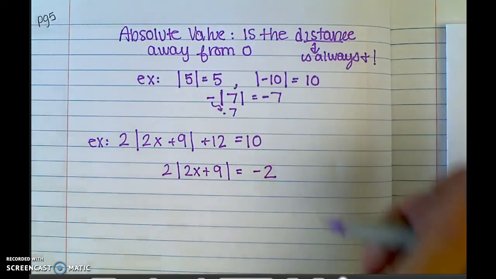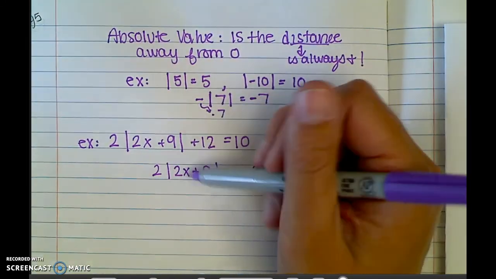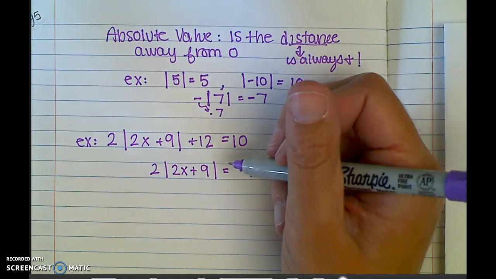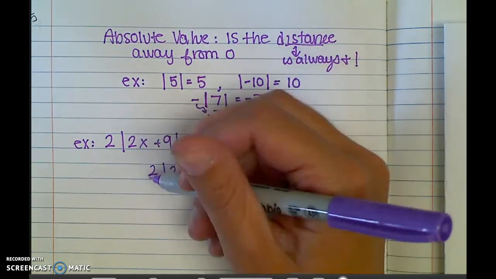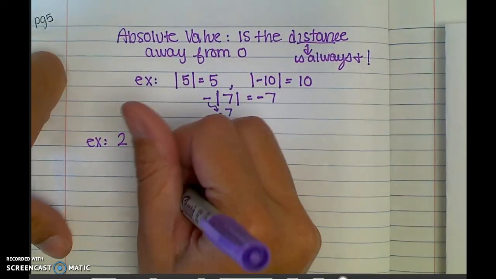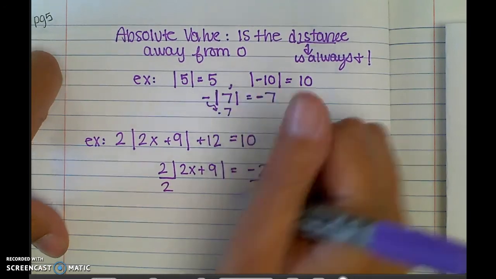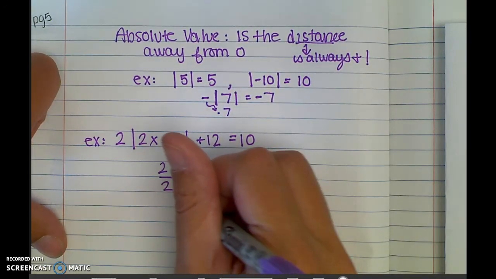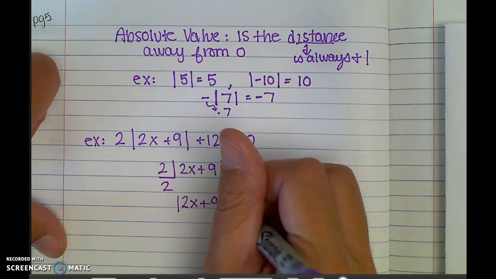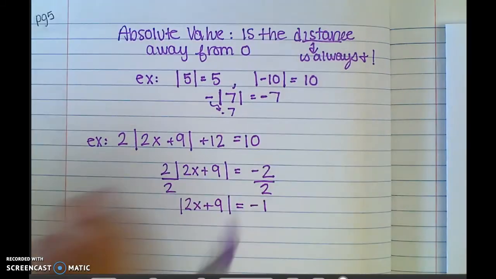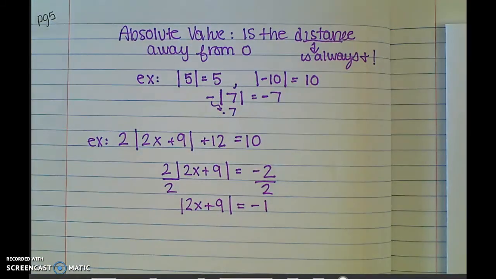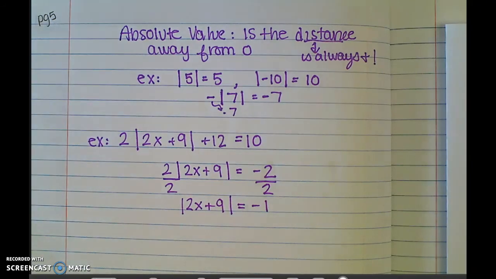Now, they're unlike parentheses in so much as you cannot distribute over absolute values. You actually need to get rid of that 2, and that 2 is being multiplied, so I would divide it away. And so we have absolute value of 2x plus 9 equals negative 1. Now that my absolute value bars are alone, we could go make two equations and solve, but right now, I know that I'm not going to have any solution.